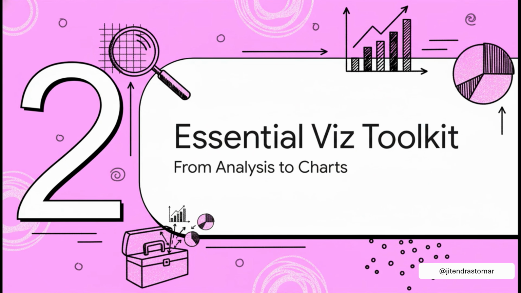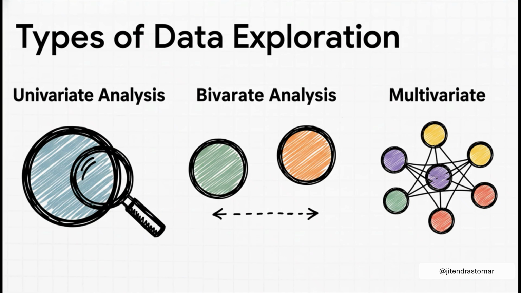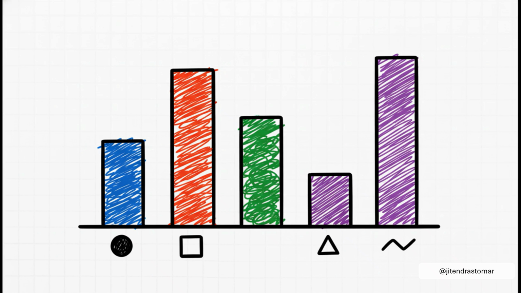All right, so now that we know why we're doing this, let's get into the how. In this section, we're going to cover the essential toolkit, starting with some basic methods and then diving into the workhorse charts that really form the foundation of data storytelling. Before you can even pick a chart, you got to know what kind of question you're asking. You might start simple, just looking at one thing at a time. Or you could explore the relationship between 2 different things. And for those really deep, juicy questions, you can see how multiple things all influence each other at the same time.